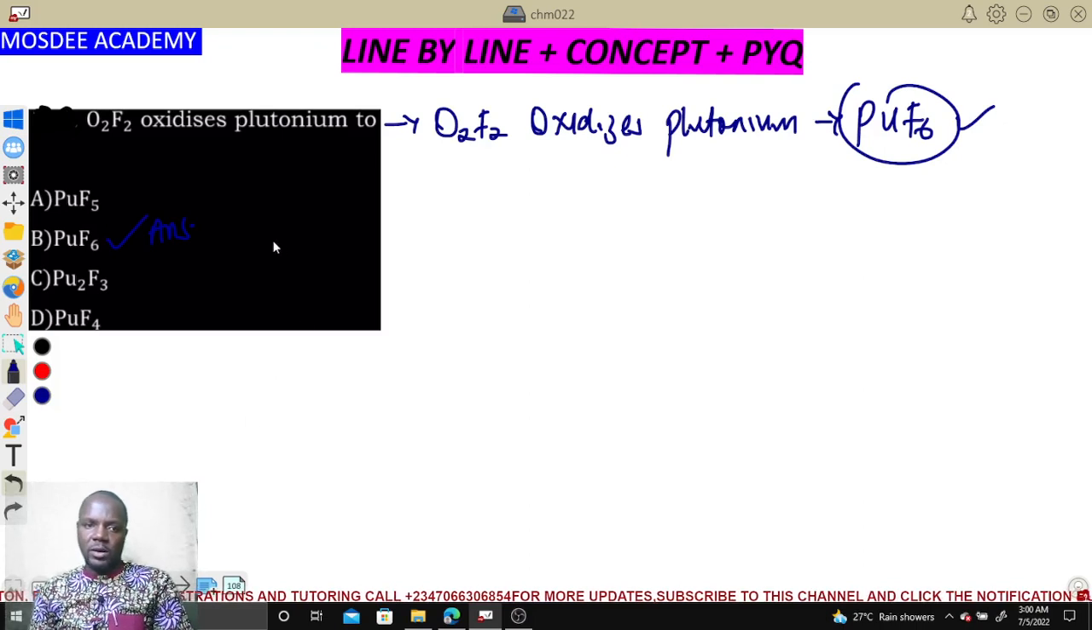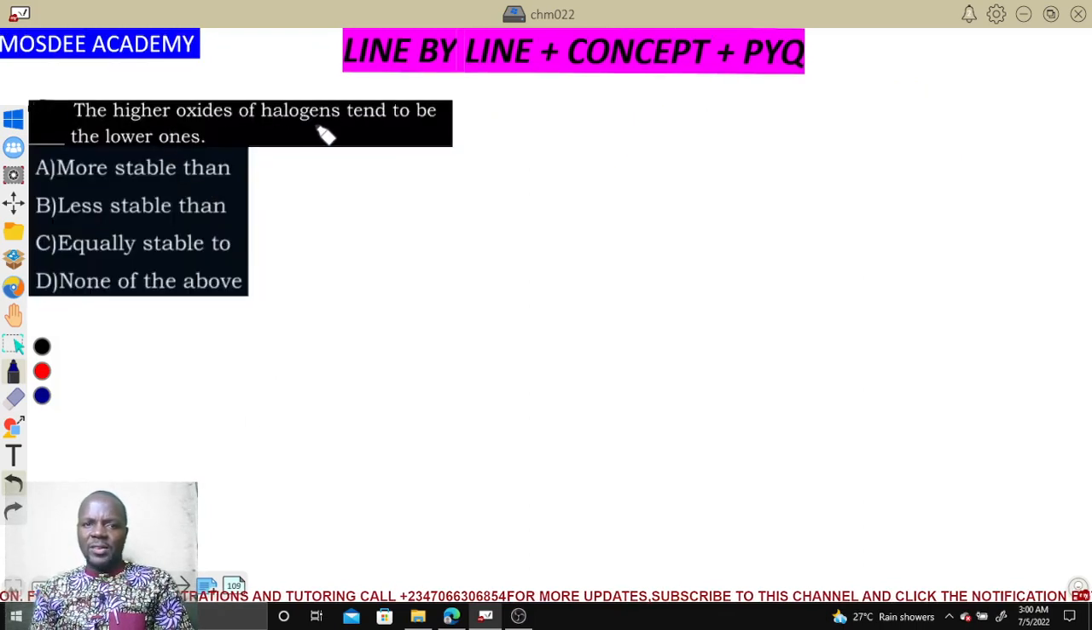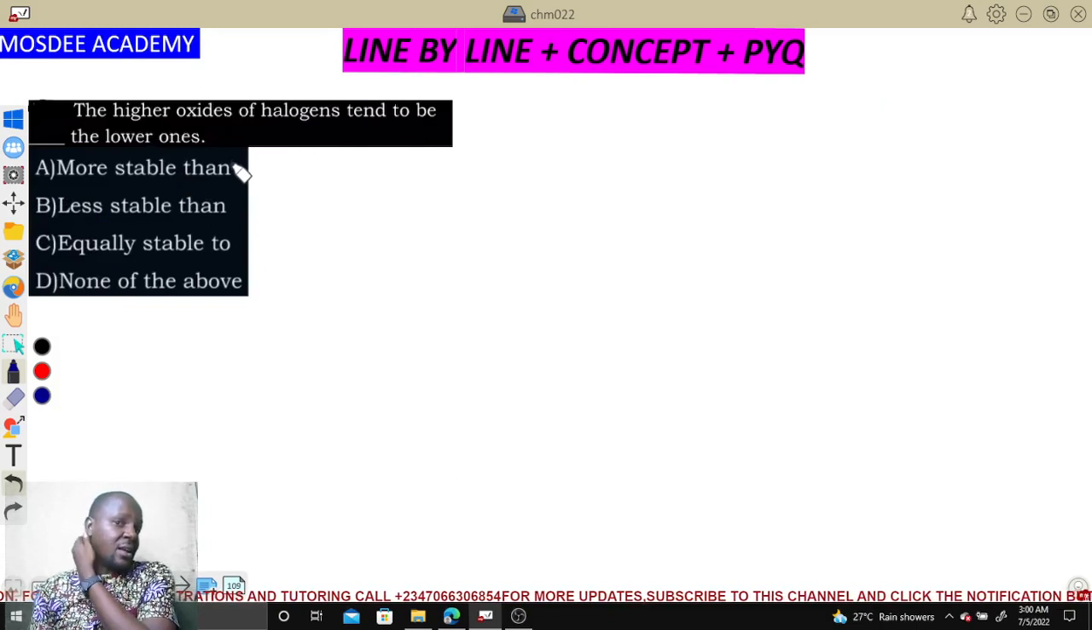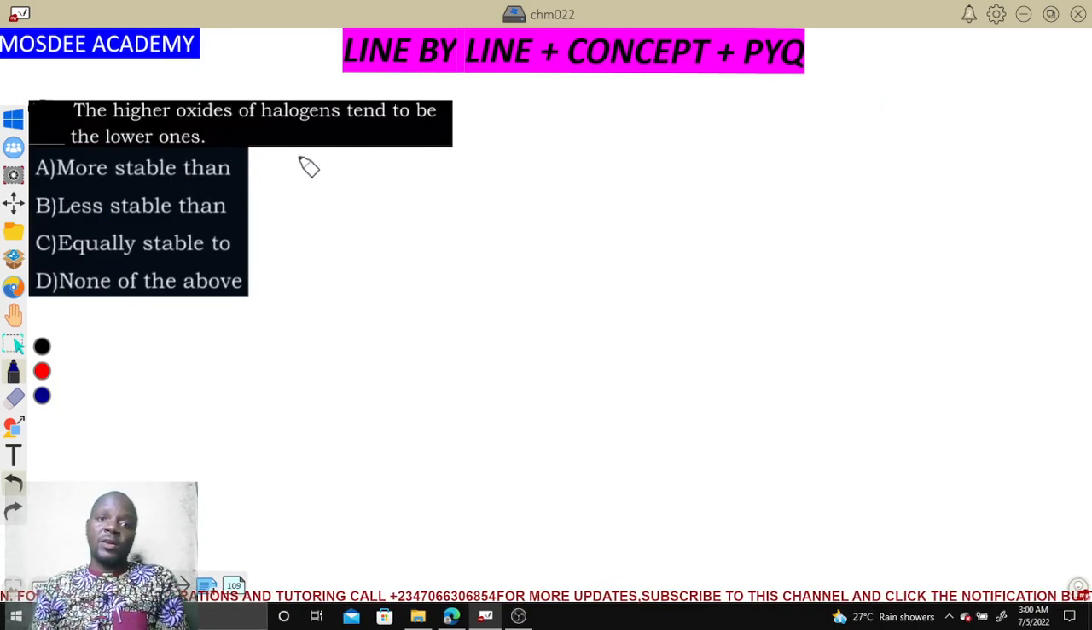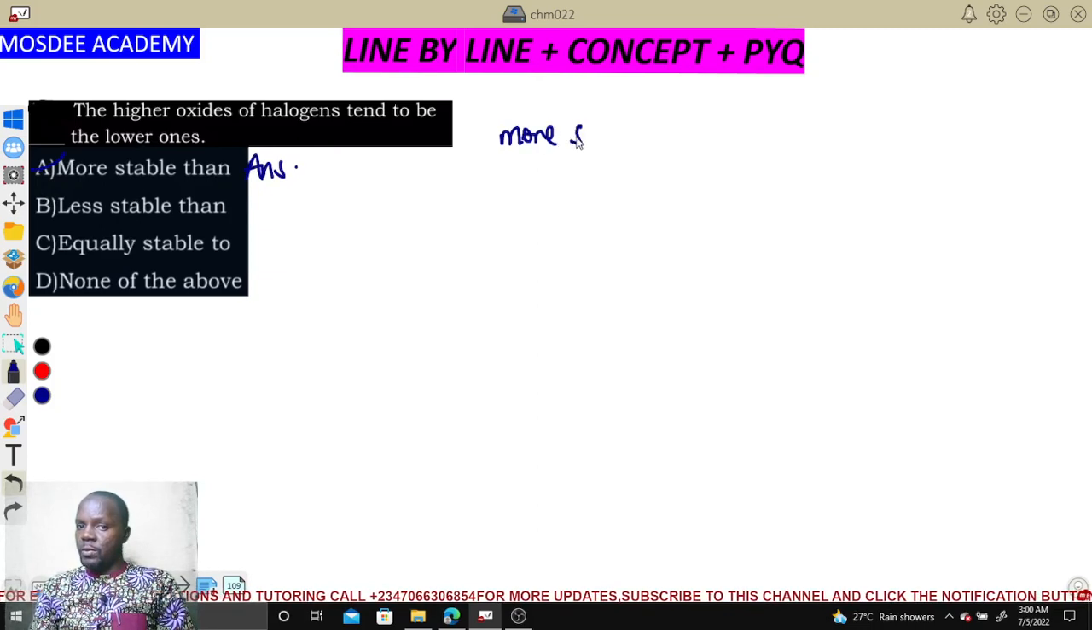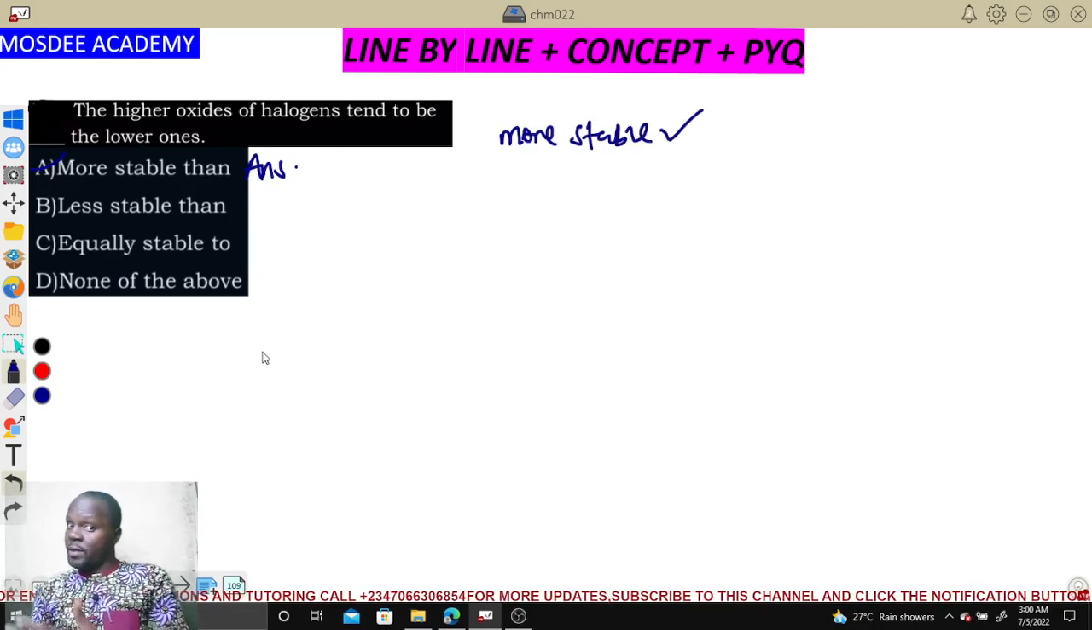The next question says, the higher oxide of halogen tends to be dash than the dash. The higher oxides of halogens are more stable than the lower ones, so keep that in mind. This is the answer to that: higher oxides of halogens are more stable than the lower ones. The next one is because of the oxidation state.